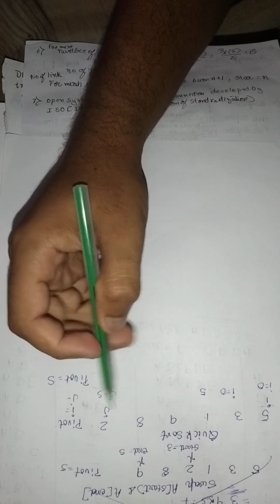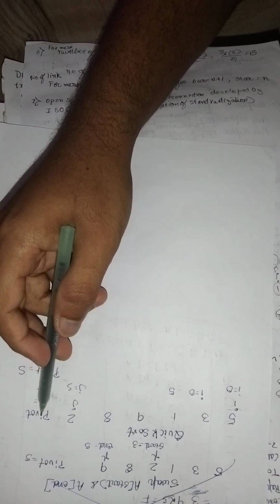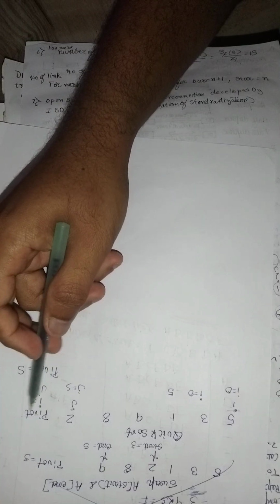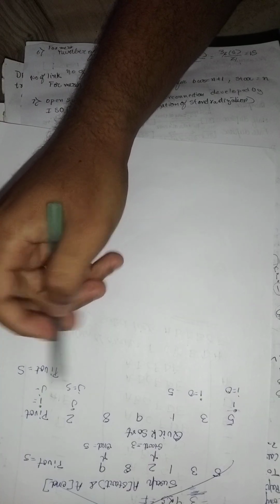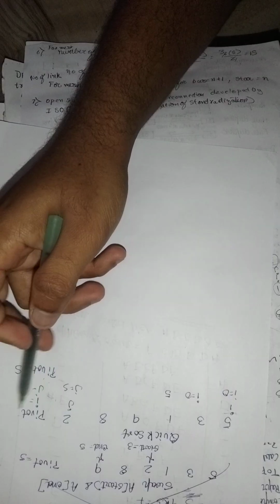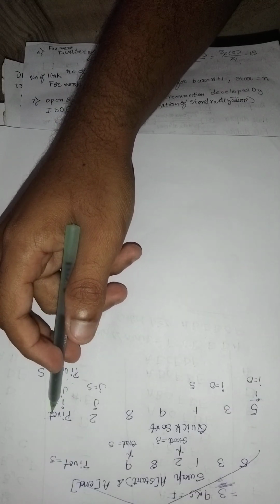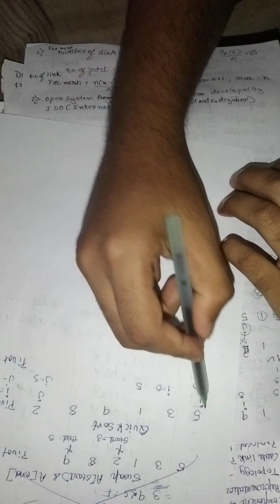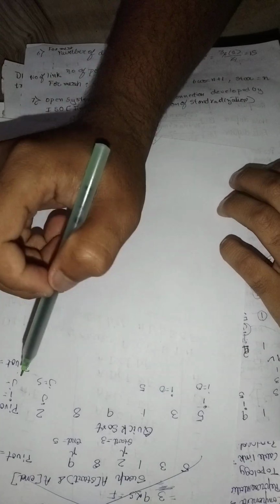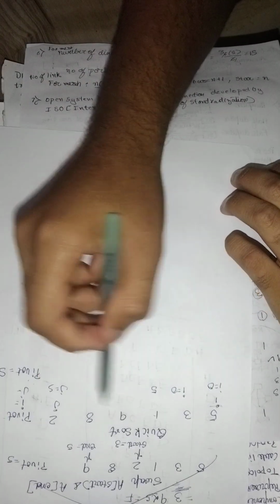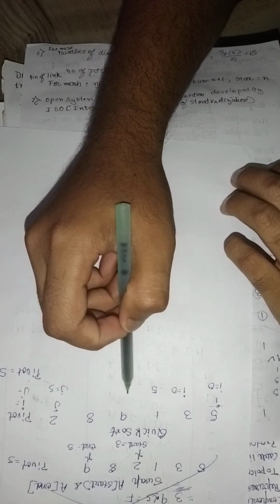Explain you about the quick sort. See, first you should remember three variables: pivot, i, and j. i and j are the index. Pivot is the element you just choose. In this example, we have chosen 5 as the pivot, and i is the starting index, and j is the last index. You should start finding elements from this side.